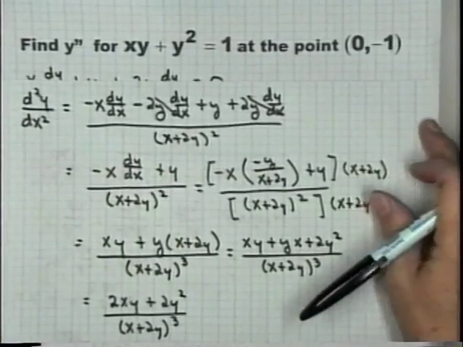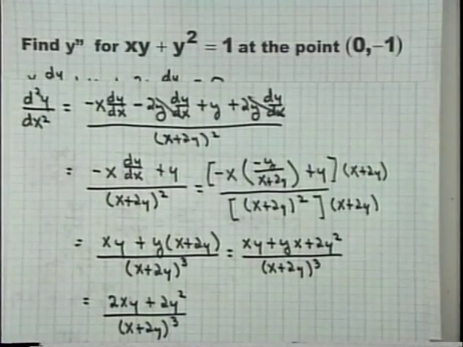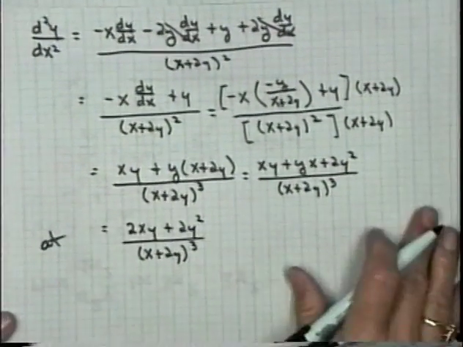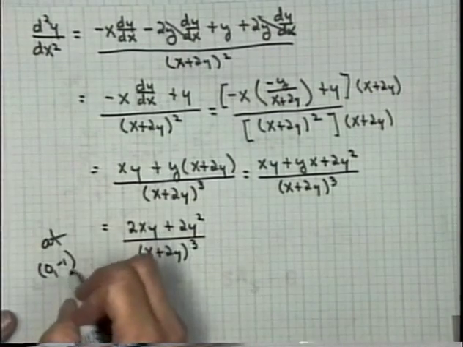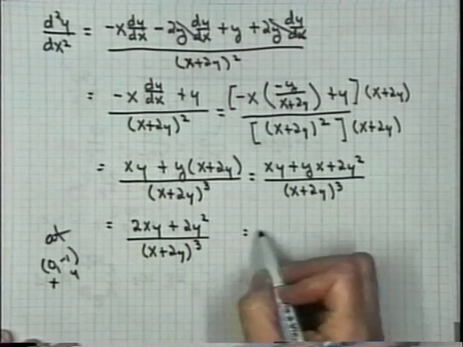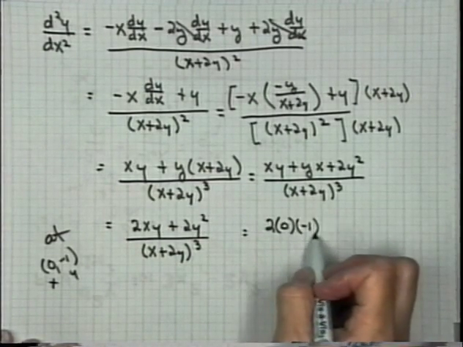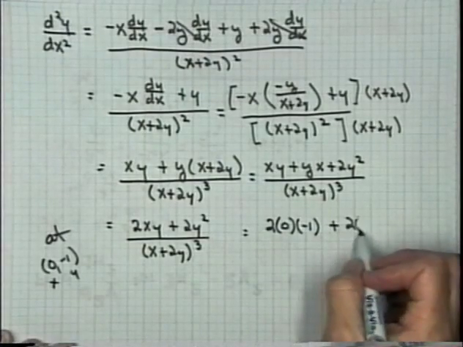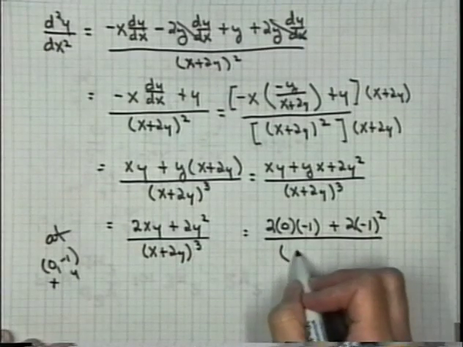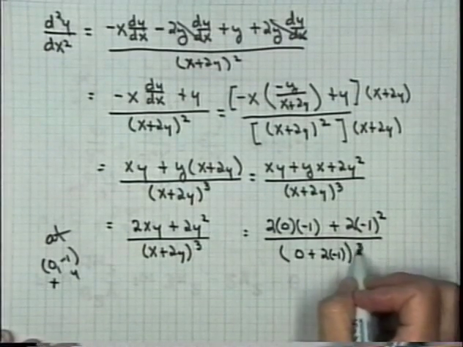But I want to go back now and remember that we want this value of the second derivative at the point 0, negative 1. So let me just make a note here at the point 0, negative 1. This is x and y, and we're going to substitute that in here. So I will have 2 times 0 times negative 1 plus 2 times negative 1 squared. And in the denominator, I'm going to have a 0 plus 2 times negative 1 quantity cubed.